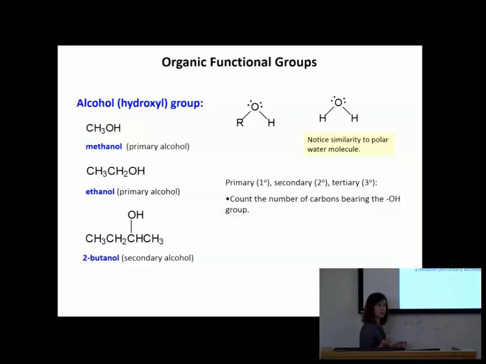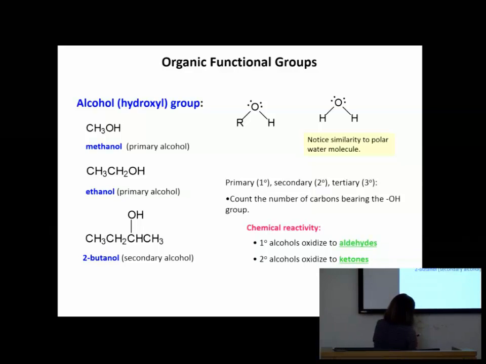Let's take a look at the secondary one. It's easier to see with this one. This carbon is bound to the OH. How many carbons is it bound to? One, two. Everybody got that? So that's a secondary alcohol. Tertiary alcohol would have it bound to three carbons. The carbon that owns the OH is bound to one, two, three carbons.